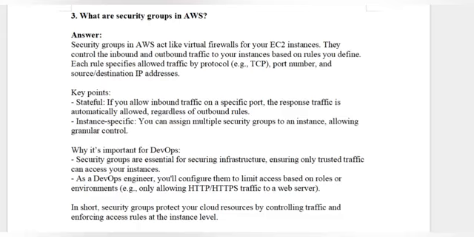Security groups are essential for securing infrastructure, ensuring only trusted traffic can access your instances. As a DevOps engineer, you will configure them to limit access based on roles or environments. In short, security groups protect your cloud resources by controlling traffic and enforcing access rules at the instance level.